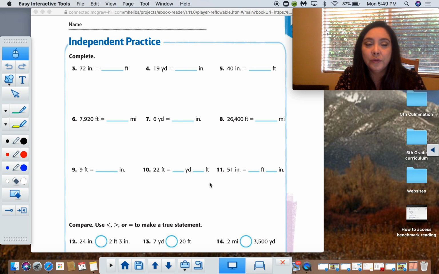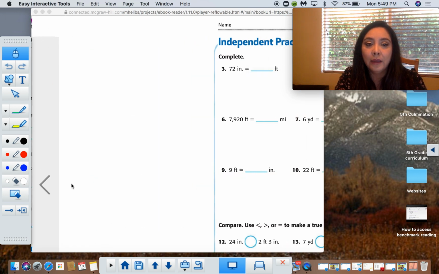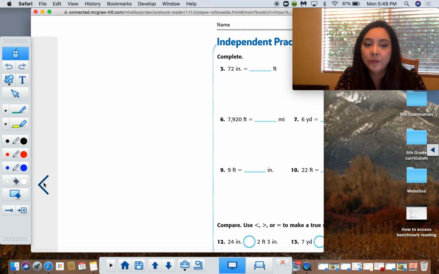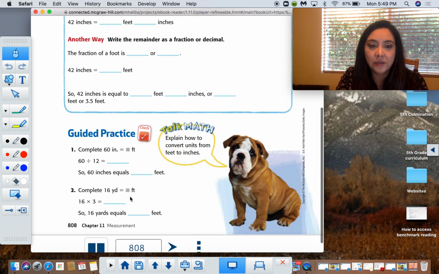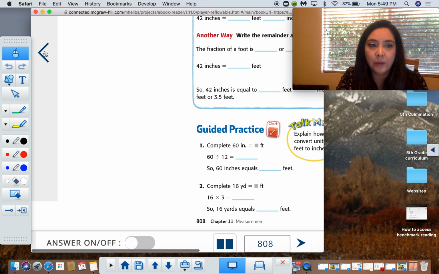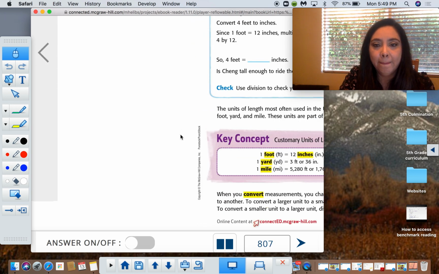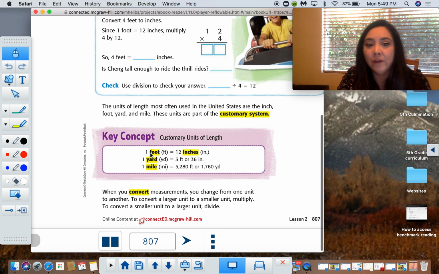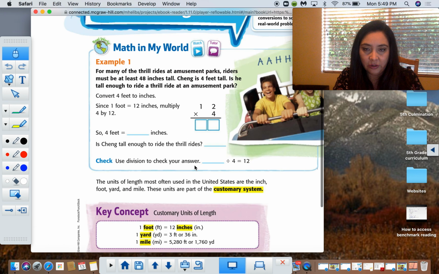Remember, you can go back to the first page where it tells you, let's go back one more page, that 1 foot is equal to 12 inches, 1 yard is equal to 3 feet or 36 inches, and 1 mile is equal to 5,280 feet or 1,760 yards. Okay?